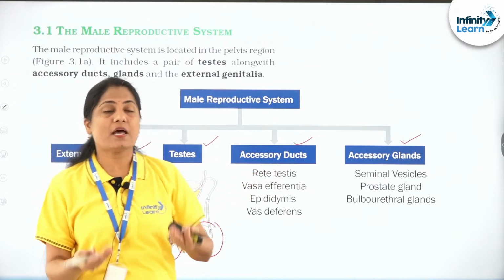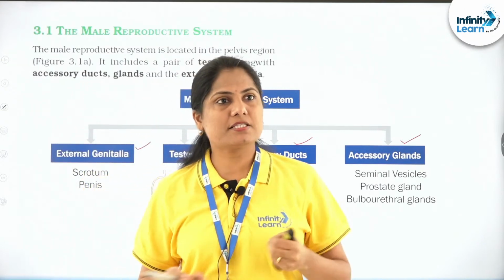Accessory ducts are the ones which are carrying the sperm, right?